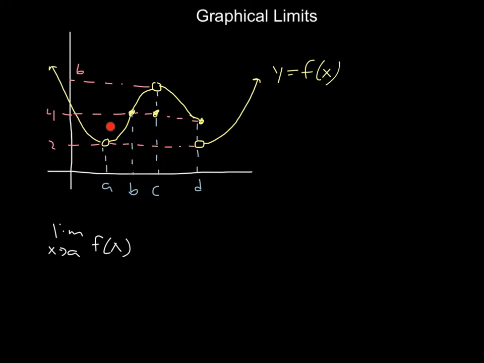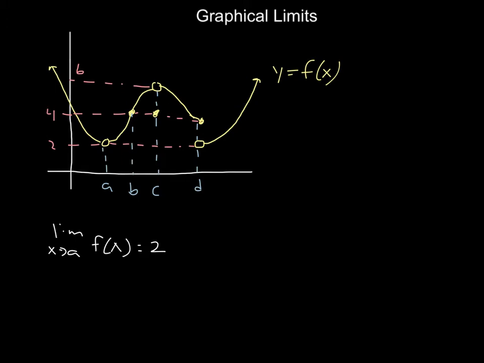So I'm just looking really close to a. As I come from the left, I'm traveling right down here, and my function values are getting closer and closer to 2. As I approach a from the right, I just need to be slightly off of a. And as I keep getting closer and closer to a, my graph is continuing to go down. Again, my function values are getting closer to 2. So in this case, the limit as x approaches a of f of x is equal to 2.